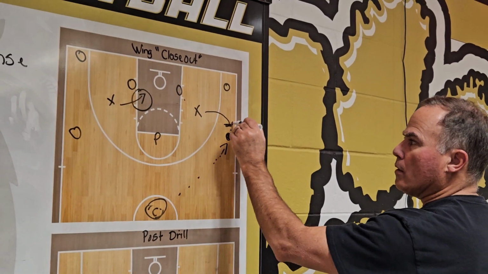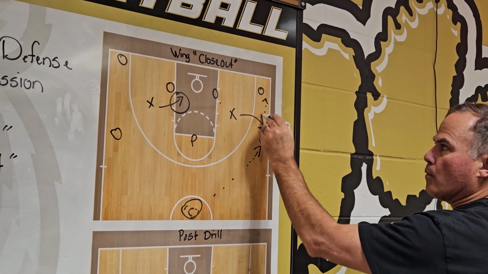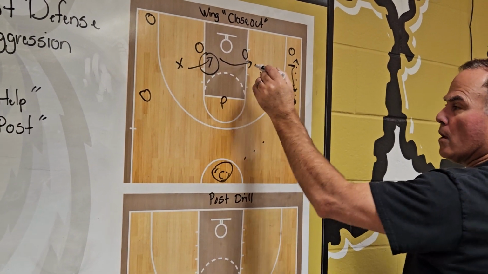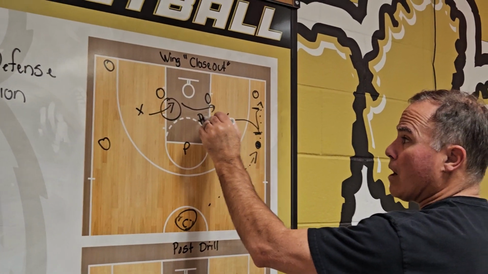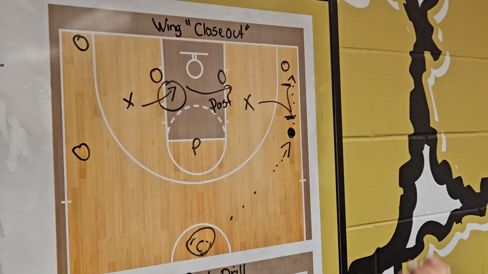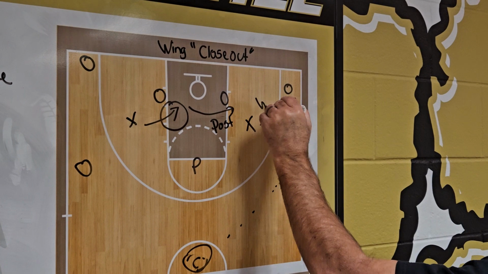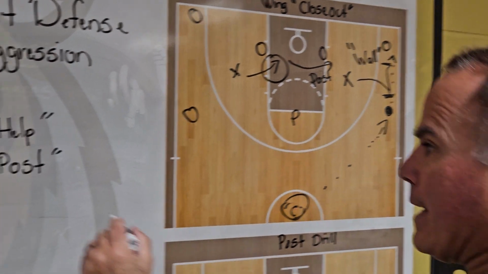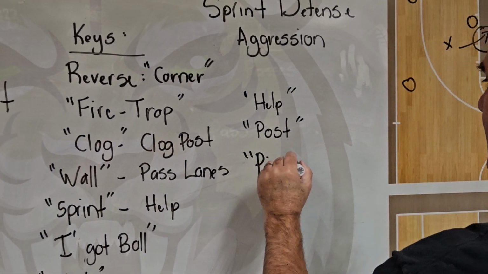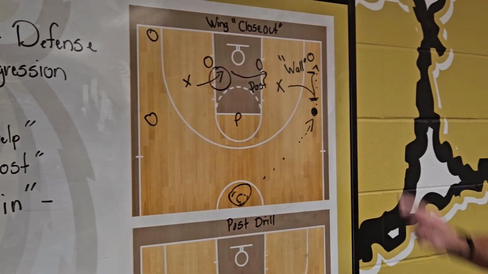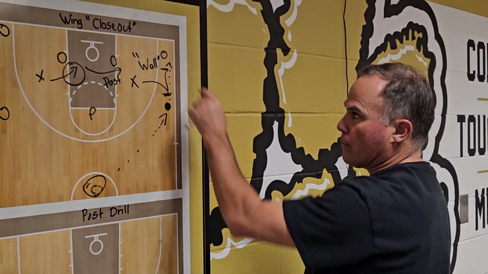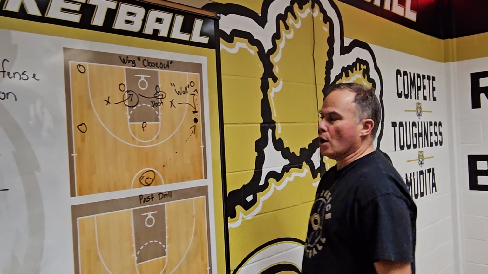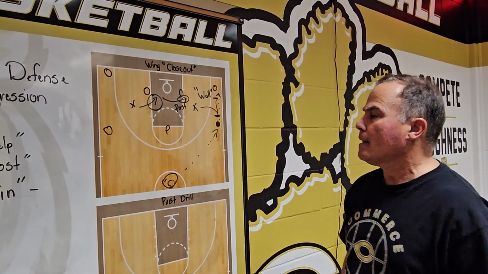Now, the coach will call out reverse or corner. This player will rotate here, and then this player will rotate and cover the post. When we cover the post, we call it out: post. When the ball goes to the corner, we call out wall. Another term we use, which I don't have on there, is pin. Pin is where we pin them to the baseline. We try to keep them right there in the corner, but we're going to wall that pass. We are going to front the low post. If we can get there on the high side, that's what we want.